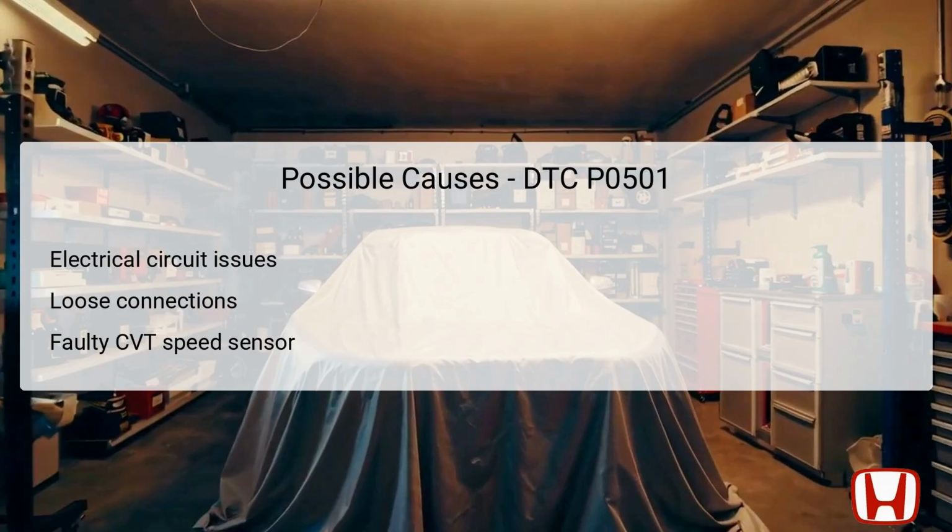Another significant reason is a faulty CVT speed sensor itself, which may become damaged due to wear and tear or exposure to harsh conditions. Each of these causes can impair the sensor's ability to relay accurate information, ultimately affecting the vehicle's operation. Diagnosing these issues requires connectivity checks and potentially replacing parts based on inspection outcomes.